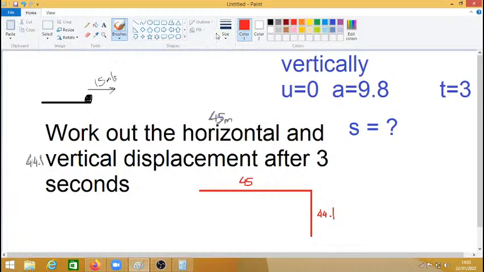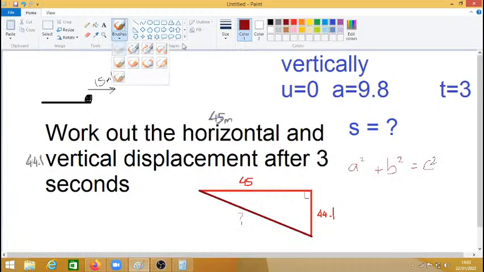And then the distance means the straight line distance from the beginning to the end. So that would be this brown line from here. That's what we're trying to work out, this distance here. And Pythagoras will do it because this is a right angle triangle. So we're going to use a squared plus b squared is equal to c squared.